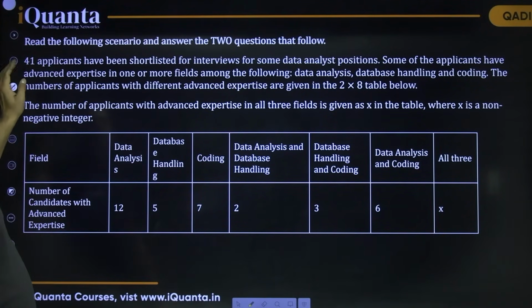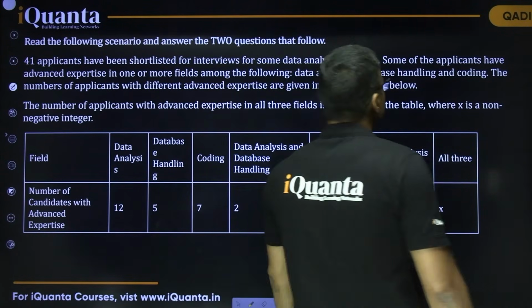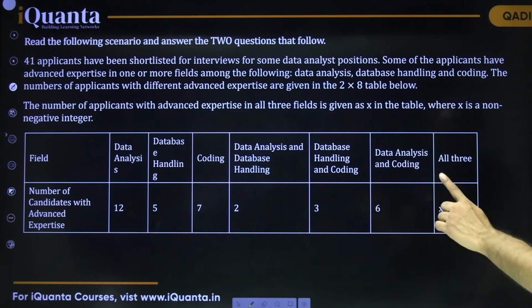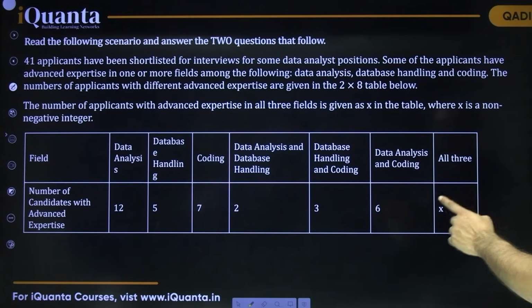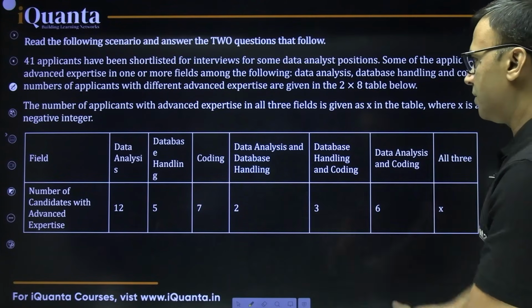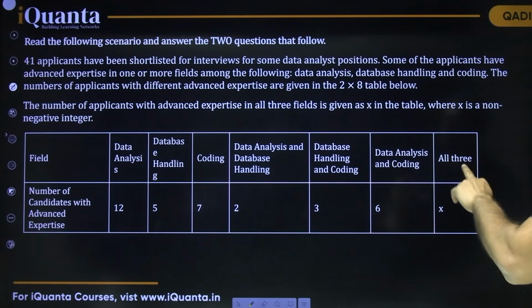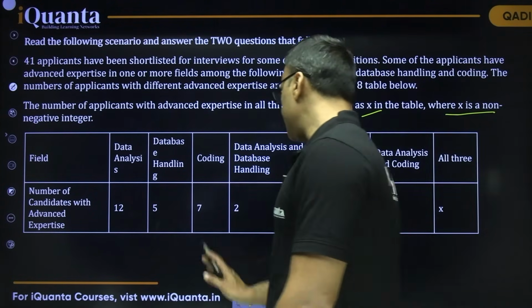Let's see. 41 applicants have been shortlisted for interviews for some data analysis positions. Some of the applicants have advanced expertise in one or more fields among the following: data analysis, database handling, and coding. The number of applicants with different advanced expertise are given in this 2 by 8 table, 8 columns and 2 rows. The number of applicants with advanced expertise in all 3 fields is given as X in the table, where X is a non-negative integer, and this is the table.